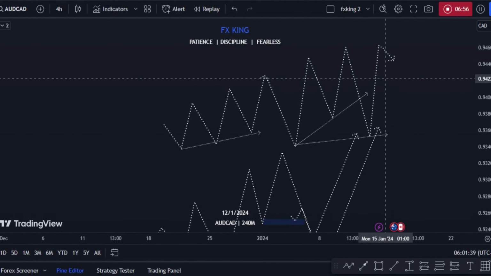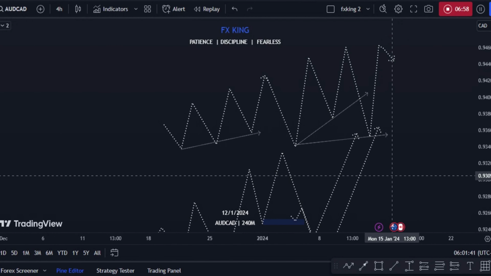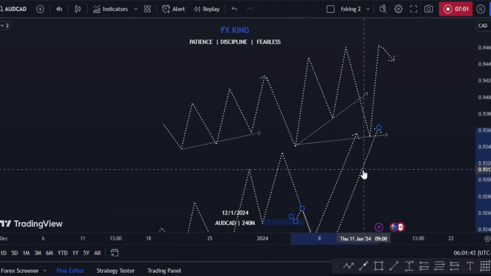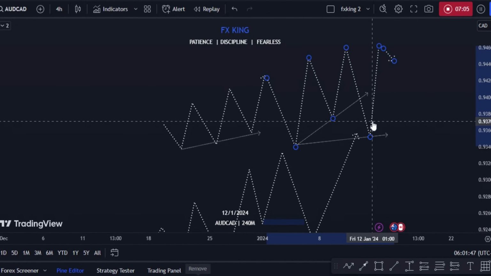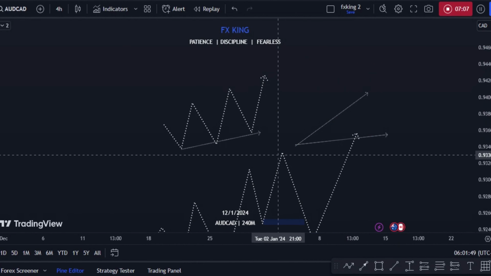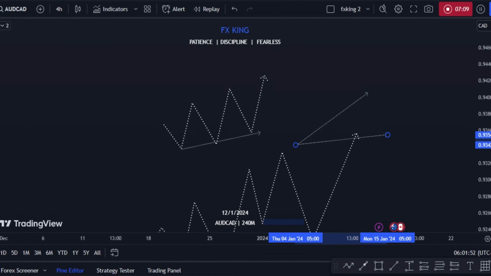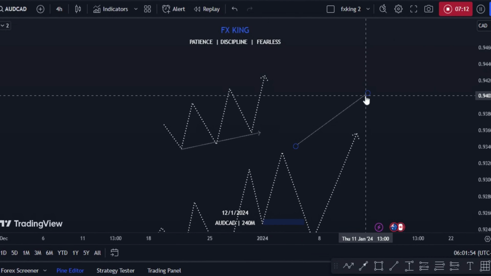So if you learn how to mark structure with your naked eyes, if you learn how to mark structure manually without using this trend line, you will be above the people that use trend line because of this simple example here.